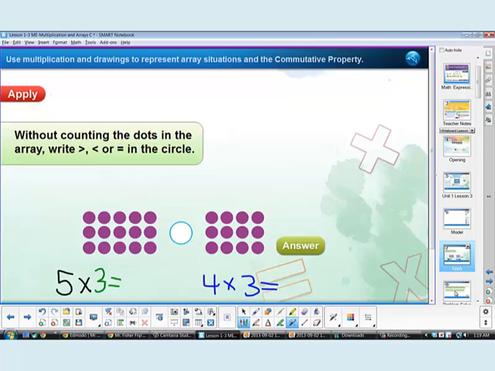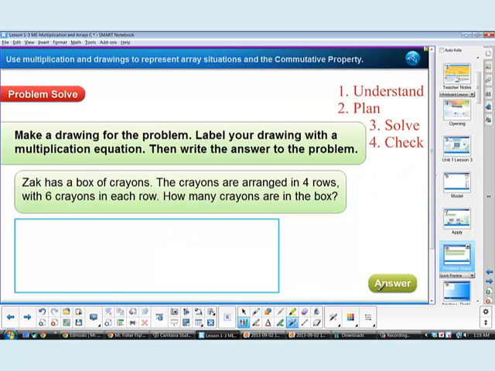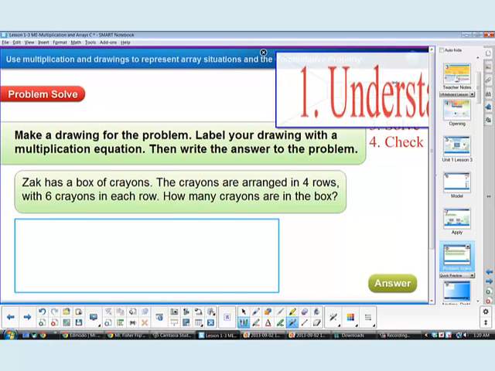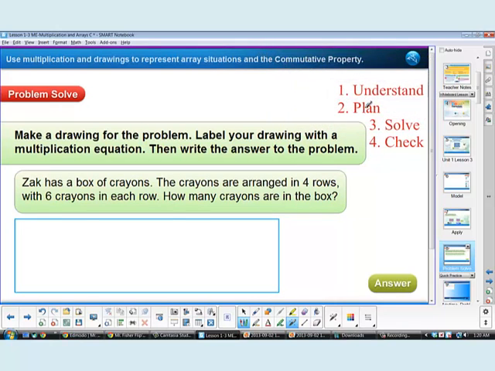Moving on. Now, I think I can show you what we talked about this morning or yesterday: Understand, plan, solve, and check. That's how we're going to try and use some strategies to help you solve problems.